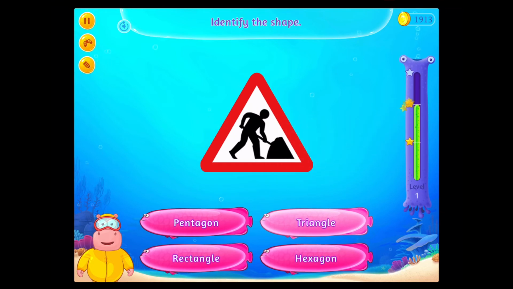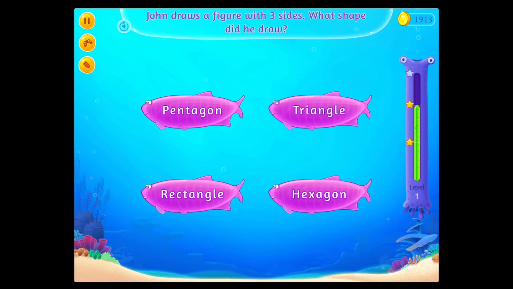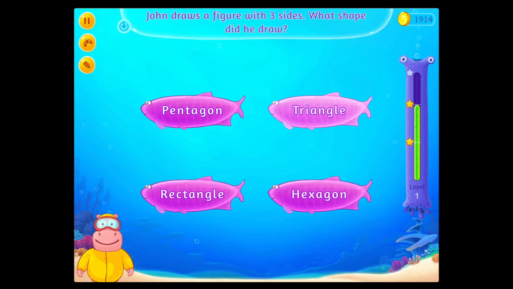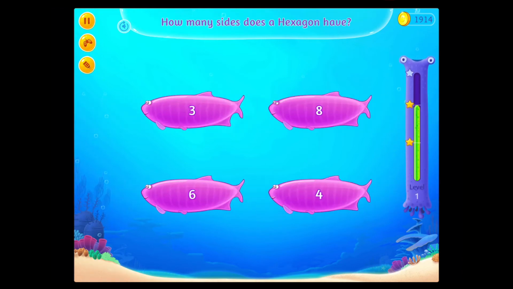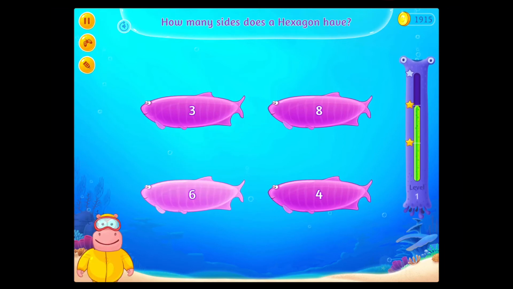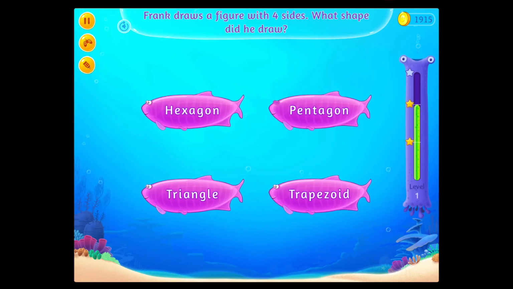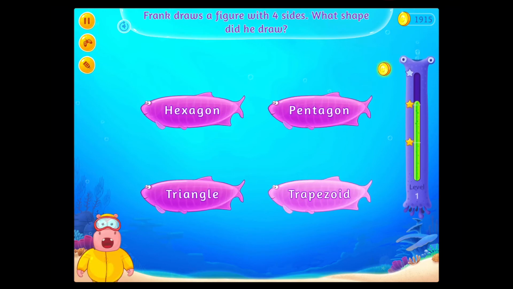Congratulations, you've done it. John draws a figure with 3 sides. What shape did he draw? That's right. How many sides does a hexagon have? You rock. Frank draws a figure with 4 sides. What shape did he draw? On a roll.